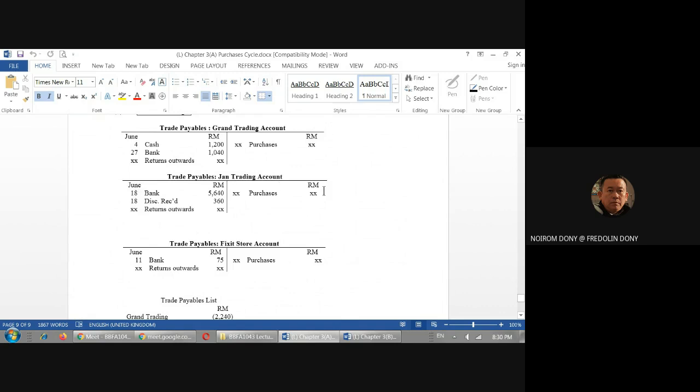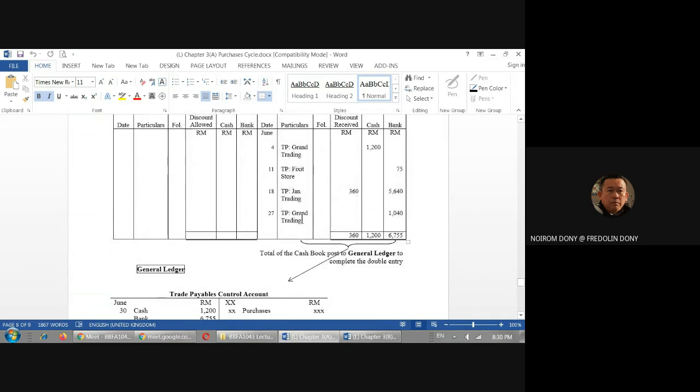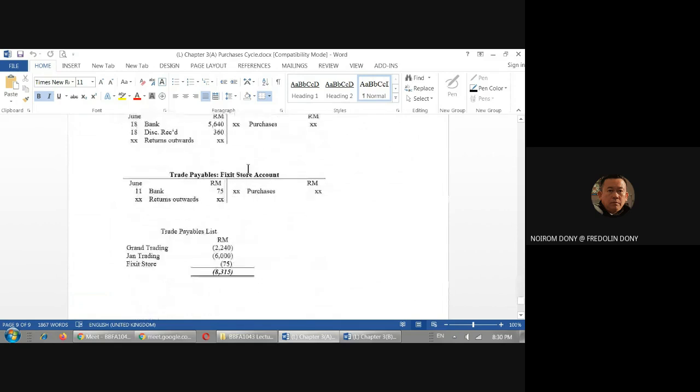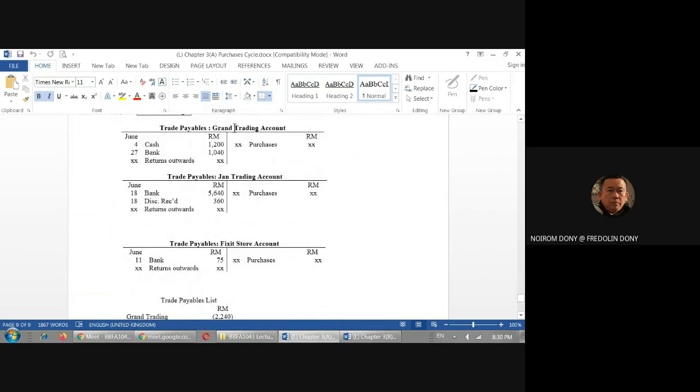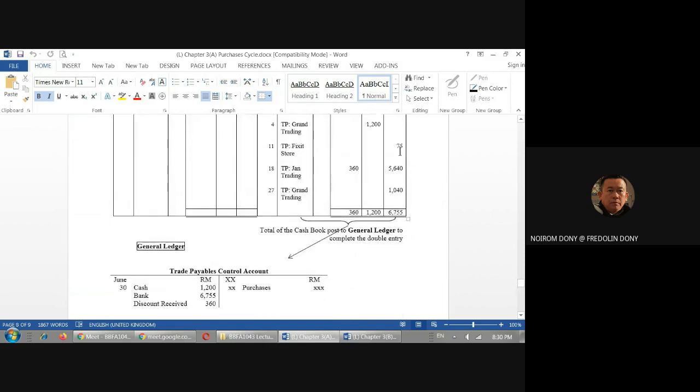You get it? We only do a single entry, so we only do debit, no credit. And then the last one, 1,040, trade payable Grand Trading. Open up trade payable Grand Trading in the purchases ledger. It has already been opened, so you don't have to reopen it. Record the payment 1,040, and since it's from the bank column, write the particular as bank, and the date is 27. So we have done the first step.